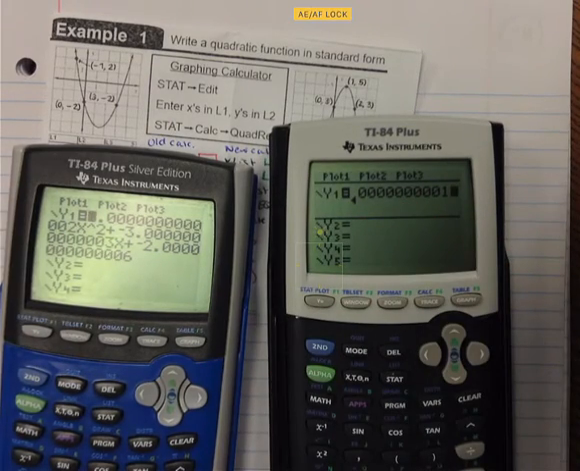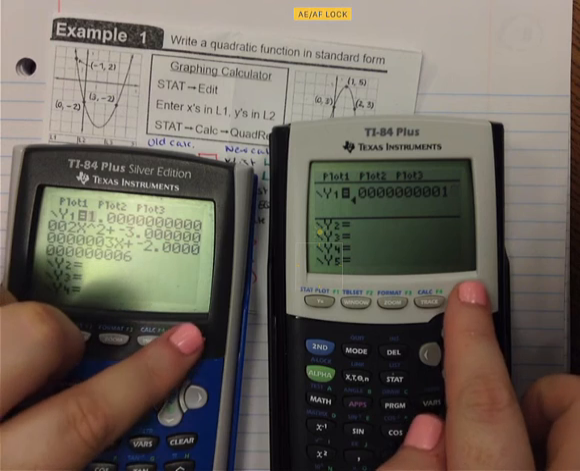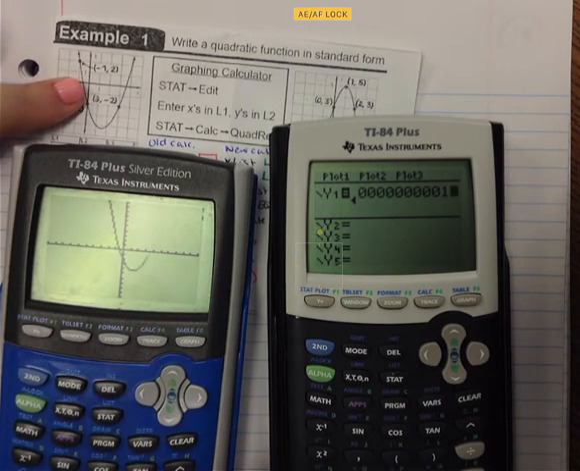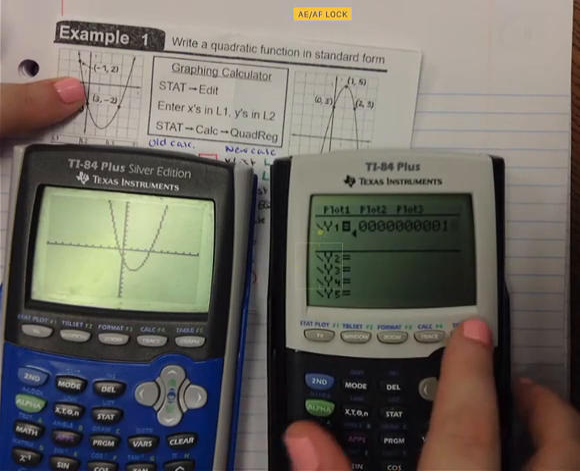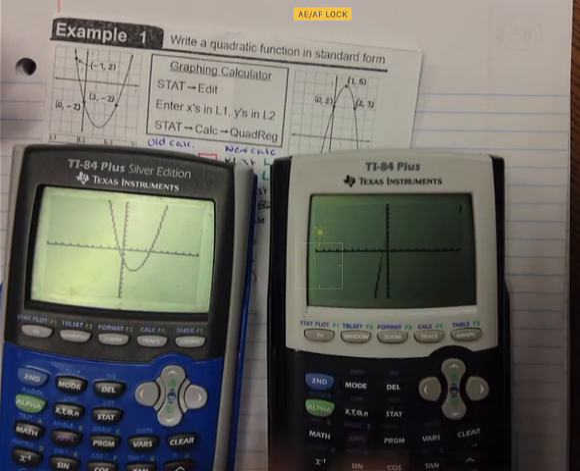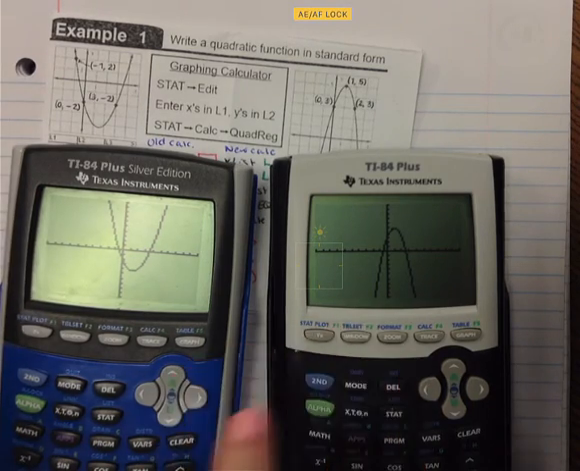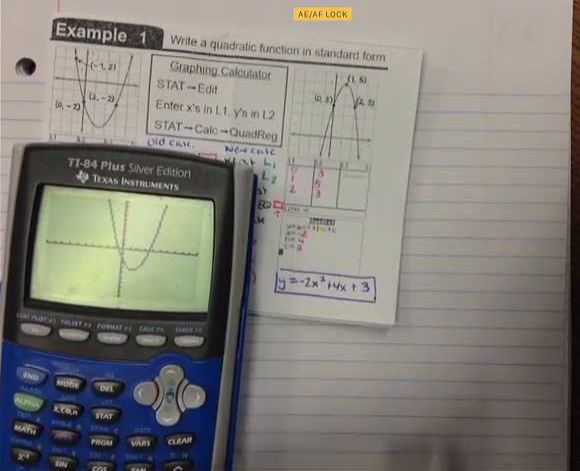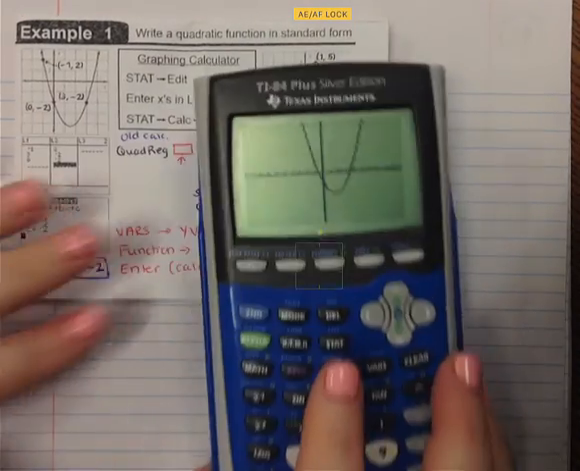The reason we want to see that is because now if we press graph on both of them, graph on this first one, I should get this graph. Graph on this second one, I should get that graph. The reason I'm showing you this is because if you don't do the vars, y-vars, you won't get that information. And I'll show you on the older calculator.